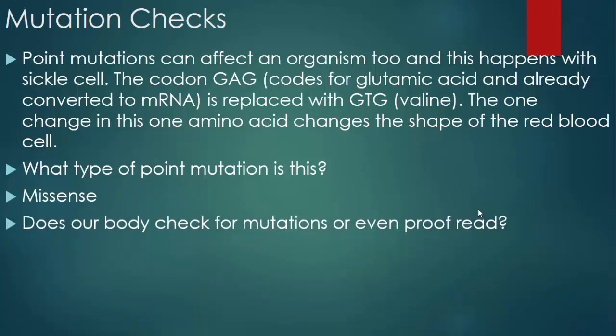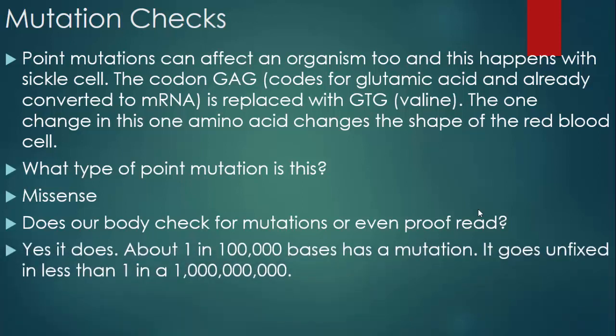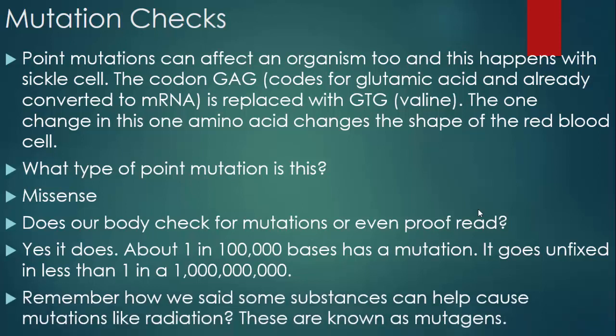Now, does our body check for mutations or even proofread what's going on? Of course it does. About 1 in 100,000 bases has a mutation. It goes unfixed, though, in less than 1 in 1 billion bases. And when you're getting 999,999 letters right, and you're only screwing up one, that's some pretty good accuracy, but the error can cause a major change in the genotype and the phenotype.